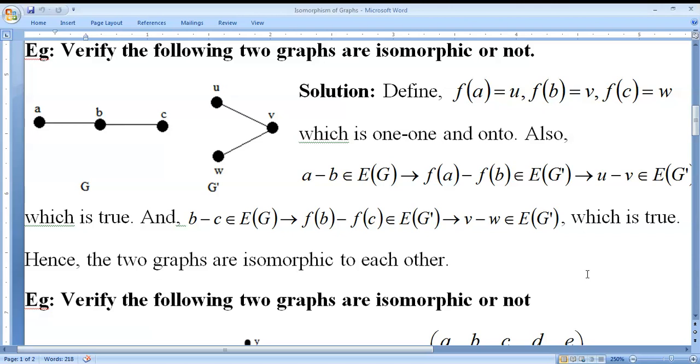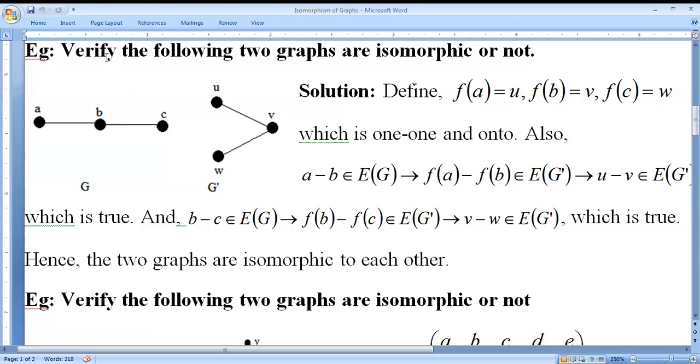Now let us take an example. Two graphs are given. One graph has vertices a, b, c. The other graph has vertices u, v, w. We need to verify whether these two graphs are isomorphic or not.